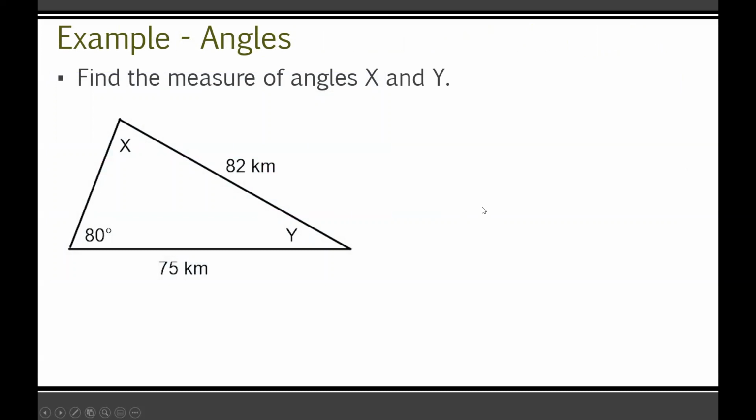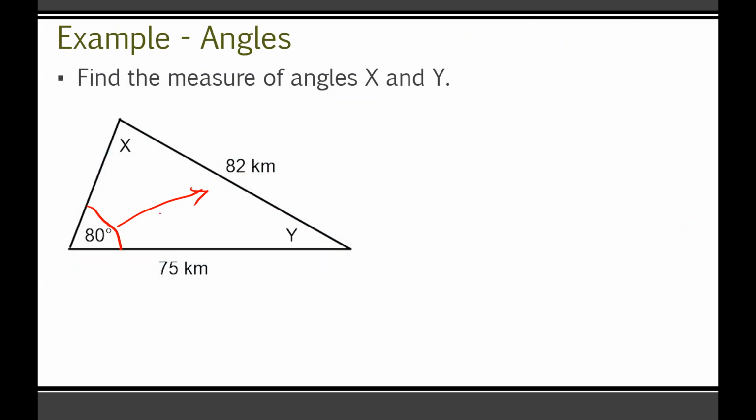Find the measure of angles X, notice capital X because it's an angle, and capital Y. Let's do this one together. Remember, the key to sine law is to see if you have an opposite pair. Have a look at this triangle right now and see if you can identify an opposite pair just by scanning it. Hopefully what you notice is we know this angle of 80 degrees and we know the side length directly across from it, which is 82. That will serve as our key. It's our opposite pair, which is known. So we can use that.